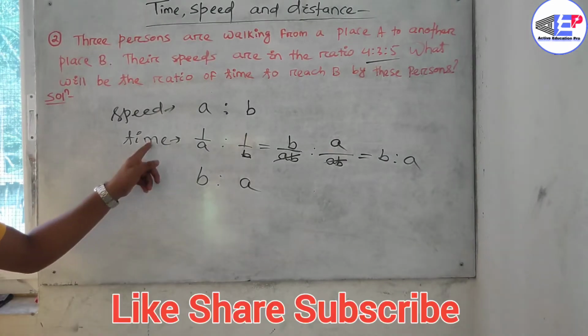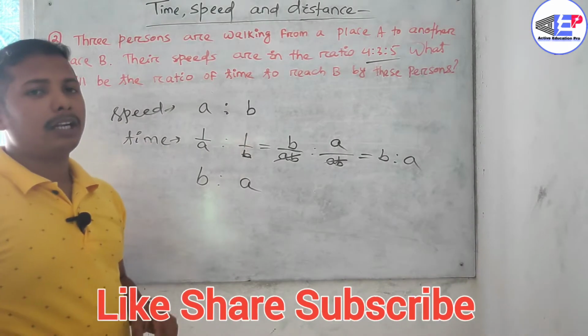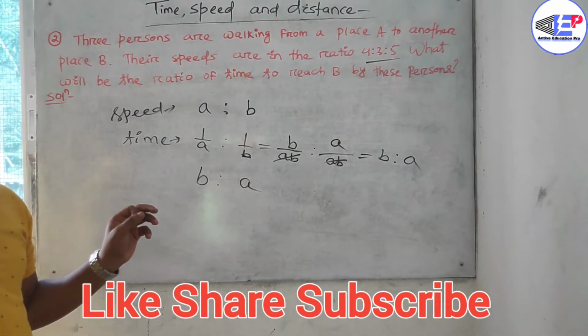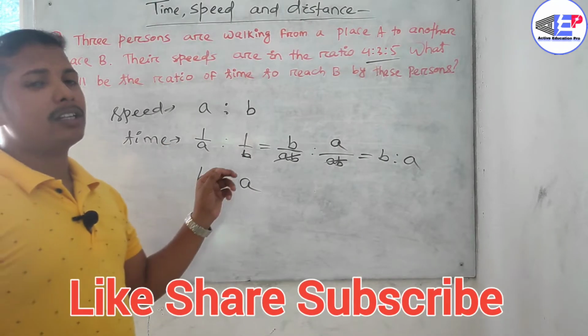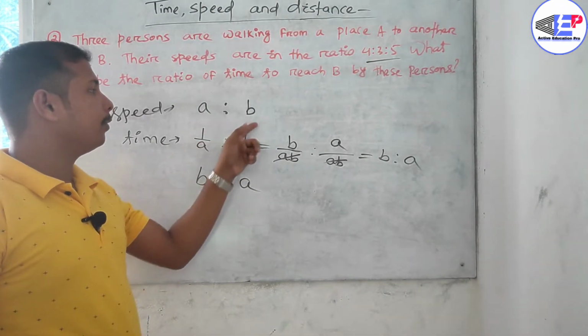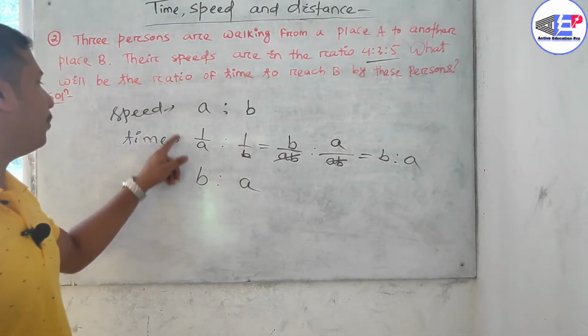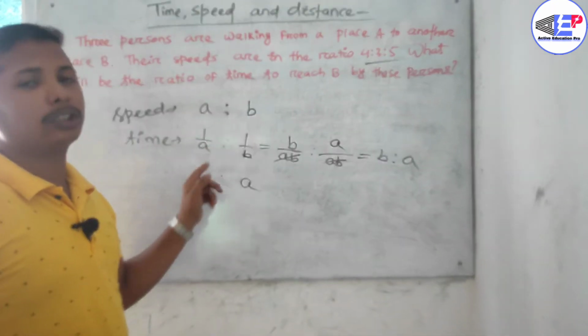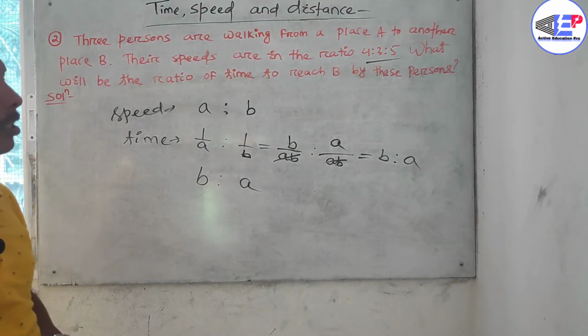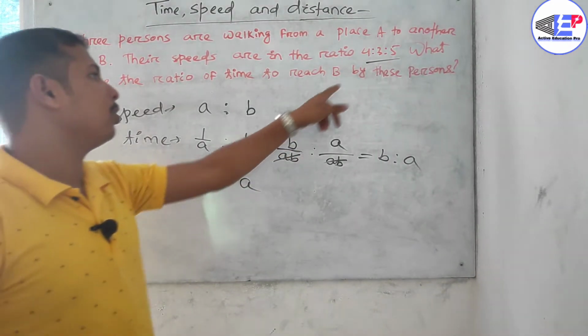So from here we got that when two persons are traveling and the ratio of their speeds is A is to B, and they are traveling the same distance, the ratio of their time will be equal to B is to A. That is the reverse of their speeds. Now I am coming to the question.